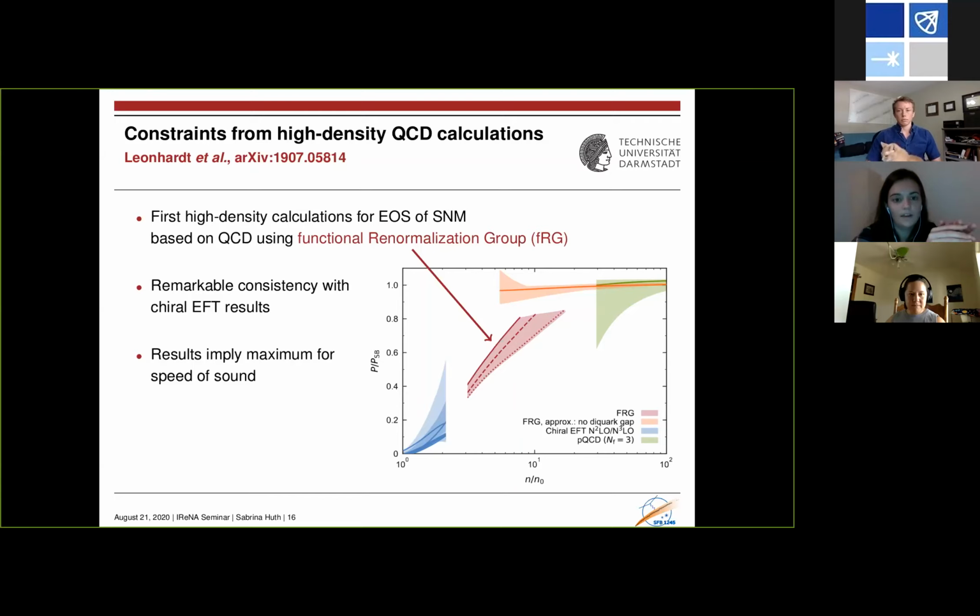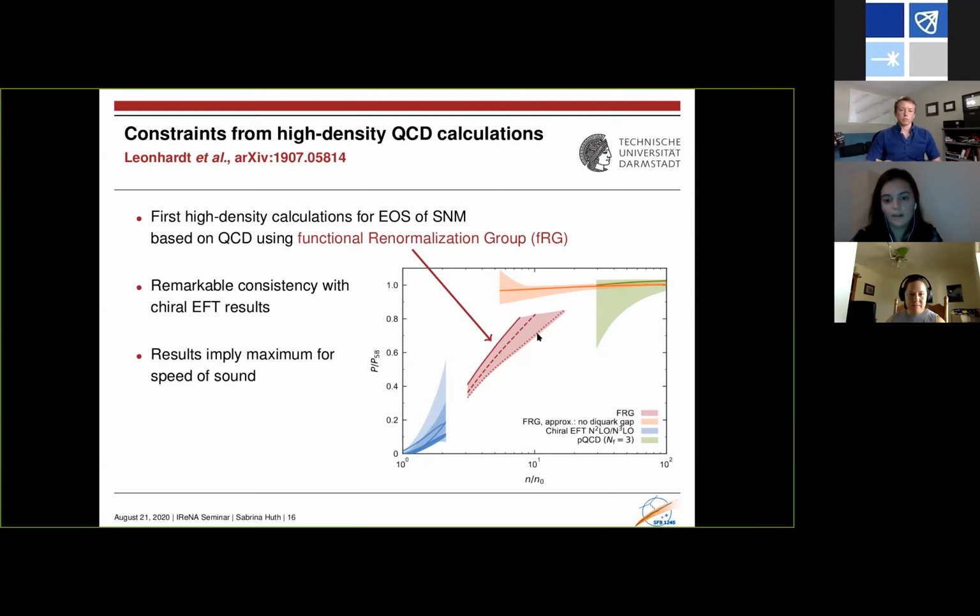So this is done using functional renormalization group, and this method is completely based on QCD. And here you see the results from them. This is the pressure normalized to the pressure of the free quark gas as a function of density. And here at low density, you have again results from chiral effective field theory. And then here, starting at 3 times saturation density up to roughly 10 times saturation density, you see as this red band their result from functional renormalization group, so from FRG.